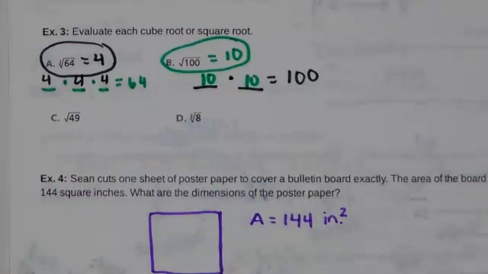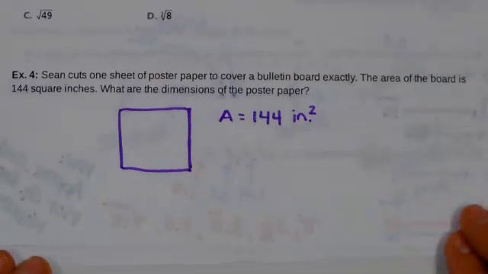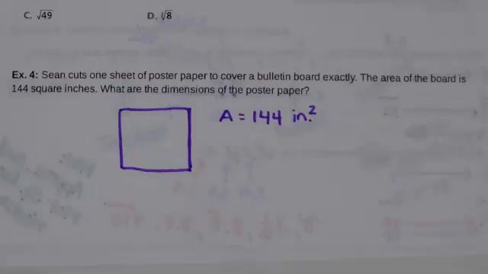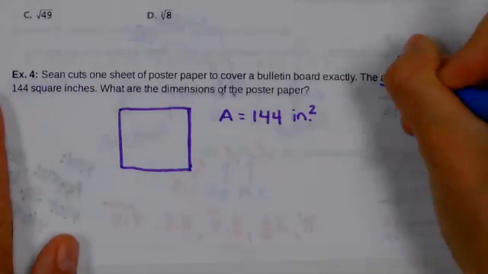Okay, one last story problem here today. And I've set it up already, but let's read it. Sean cuts one sheet of poster paper to cover a bulletin board exactly. The area of the board is 144 square inches. What are the dimensions of the poster paper? Okay, so you have to have a little knowledge of paper. Is paper two-dimensional or three-dimensional? And not only that, you get what this is in the question. The area, this is two-dimensional.